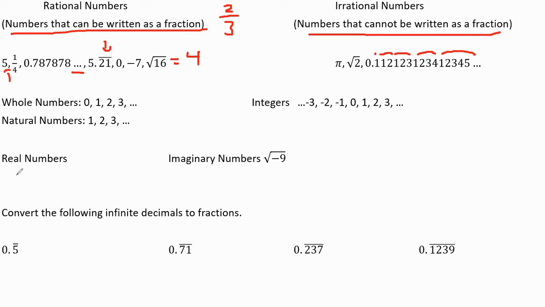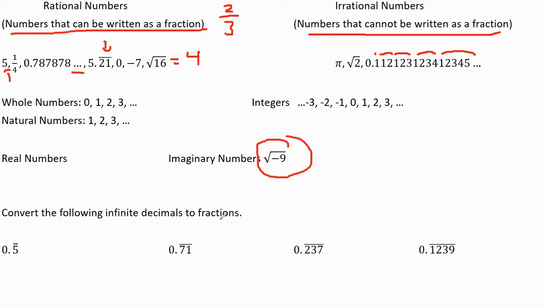Your real numbers are basically everything you've seen so far here on the screen. It's easier to show you an example of what's not a real number, which are called imaginary numbers. And the basic example for 8th grade is the square root of -9. We can't take the square root of -9 in our real number system. And you'll learn more about that in Algebra 1, what you would do with that situation.